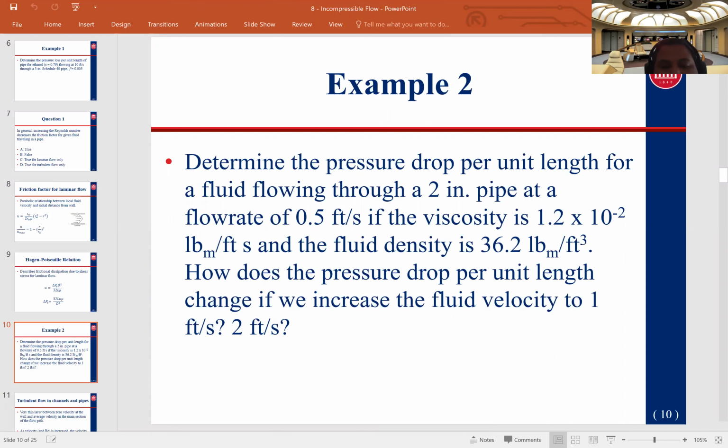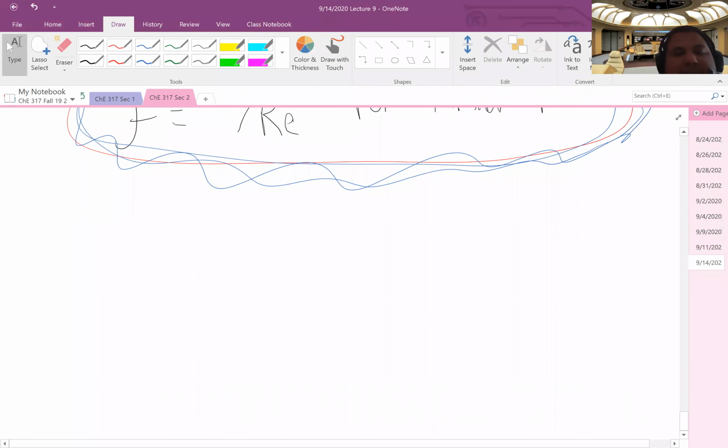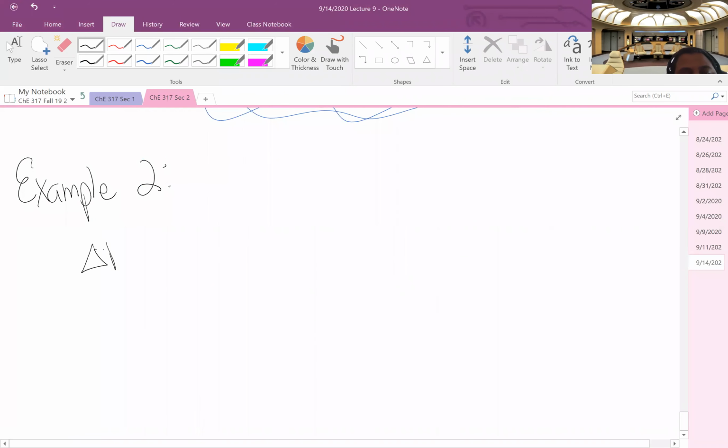All right. So, like I said, we'll wrap up. For the sake of time, I'll just walk you all through it. So for this system, we're looking at pressure drop per unit length. So delta P over L is going to be 32 mu U over D squared, rearranging the Hagen-Poiseuille expression.